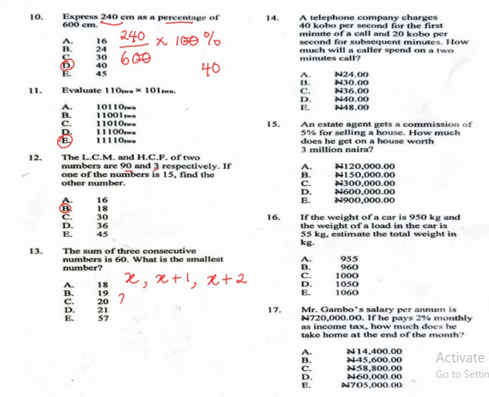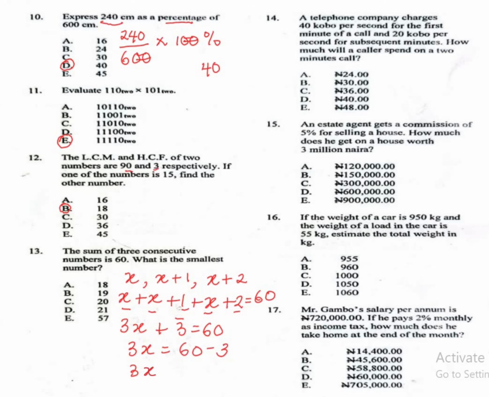But the sum, that's if you add them together, x plus x plus 1 plus x plus 2. If you add these three numbers, you get 60 according to the question. So add the variables together, x plus x, 2x plus x, 3x, plus 1 plus 2, 3, equal to 60. Move plus 3 to the right hand side. As plus 3 crosses this equal sign, it will change to minus 3. 3x equal to 60 minus 3, 57.